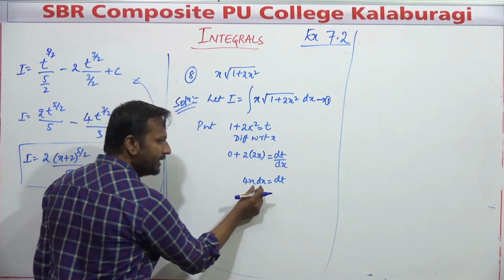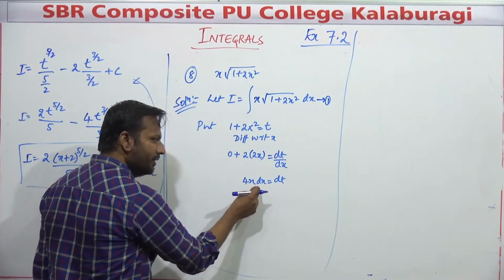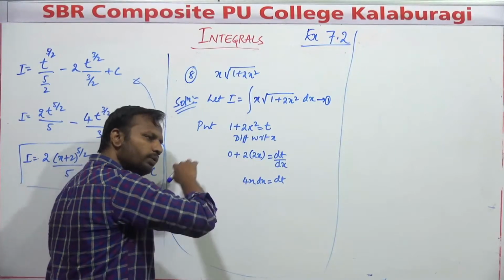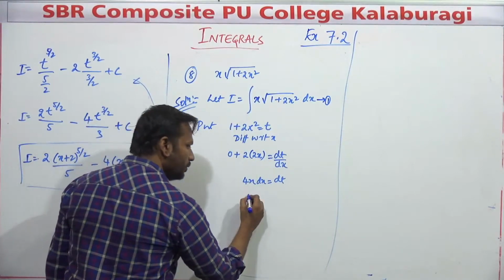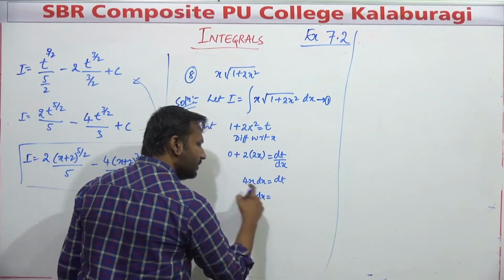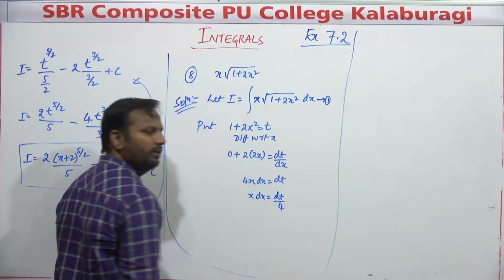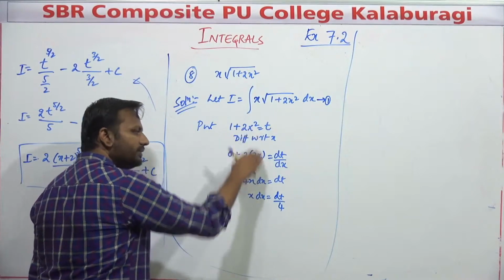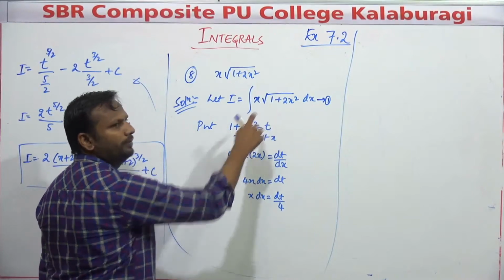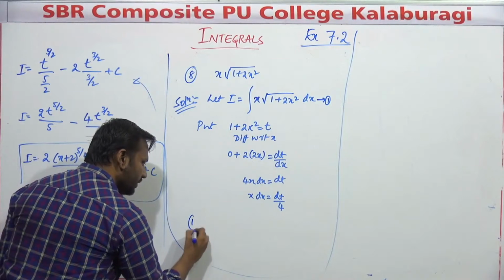I told you only x factors should be on the LHS side. The remaining constant things, negative things, we have to send back to the RHS side. So x dx you keep as it is, and the constant cross multiplies to the RHS side as dt by 4. Substitute all these things in equation 1.